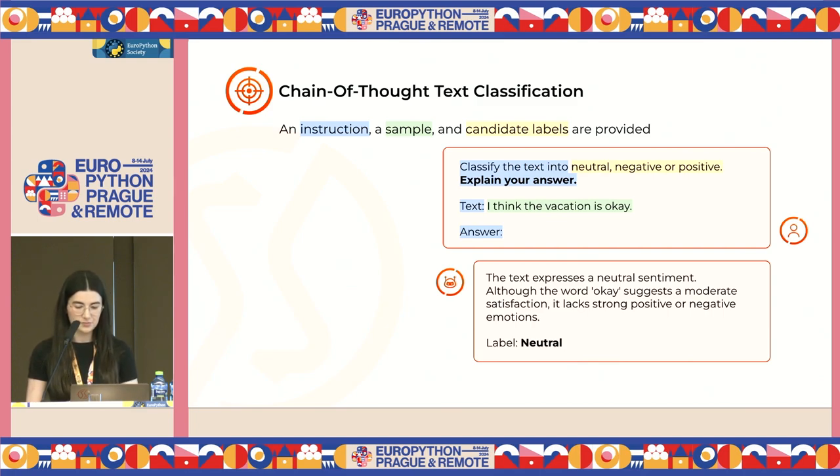Another classification approach I would like to cover is called chain of thought classification. The main idea here is that the model is prompted to provide an intermediate reasoning step before it generates the final label. As you can see here, we modified the prompt used for the zero-shot classification by additionally asking the model to explain its answer. As a result, the model first explains its reasoning and then provides a label.